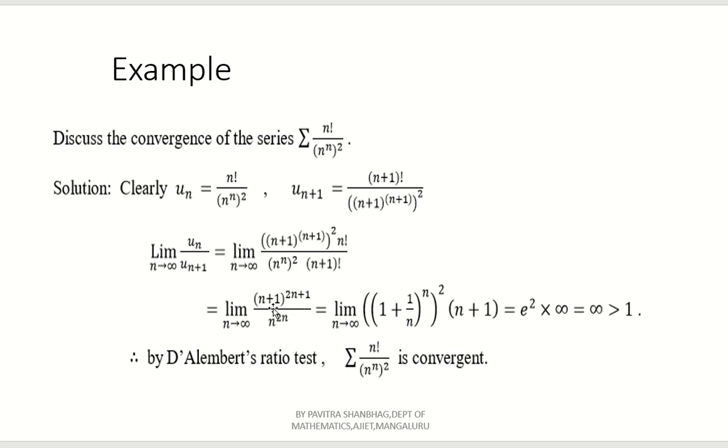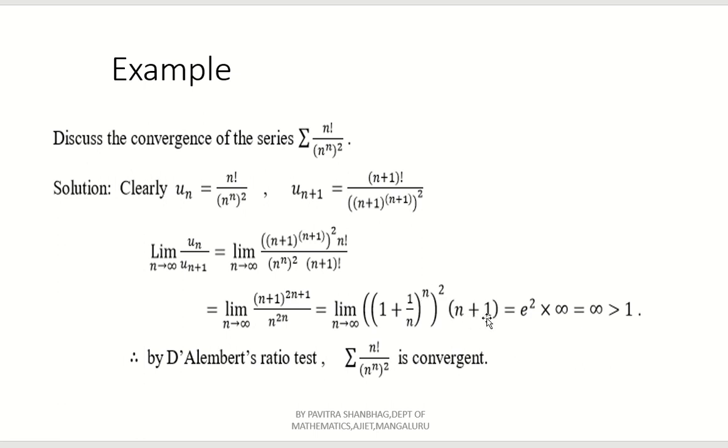Again, (n plus 1) whole power (2n plus 1) can be written as (n plus 1) whole power 2n into (n plus 1) whole power 1 divided by n power 2n. So what is the power 2n term? ((n plus 1) by n) whole power 2n into (n plus 1). That is, (n plus 1) by n means (1 plus 1 by n) whole power 2n into (n plus 1). But what is this? That is (1 plus 1 by n) whole power n, which means e. Power 2 means e square, e square into (n plus 1).